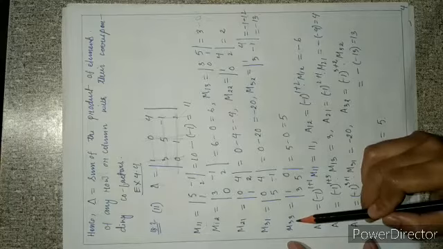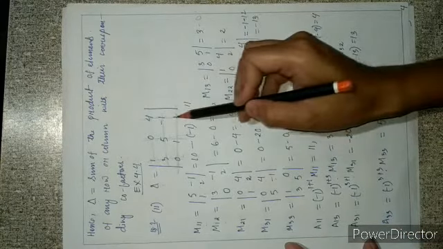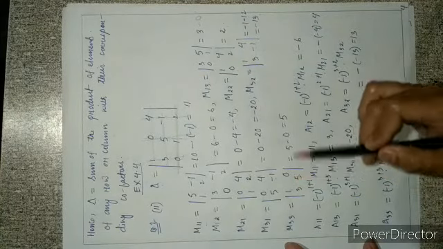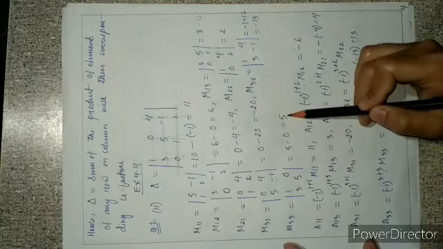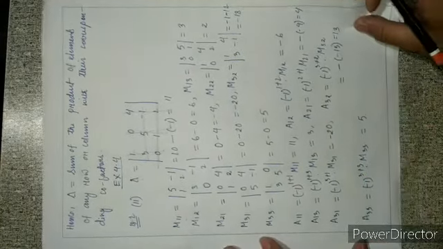Last cofactor minor is M33. M33, first row and third column: 1, 0, and 3, 5. 1 into 5 minus 0 into 3 is equal to 5. Then find its corresponding cofactors.